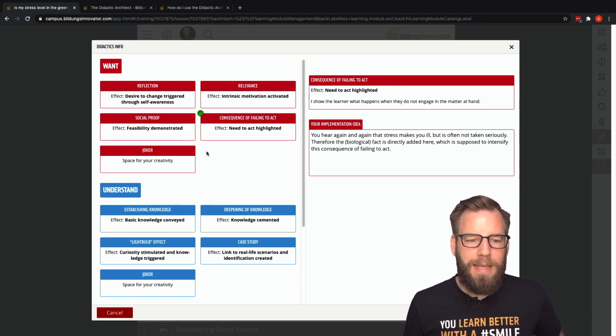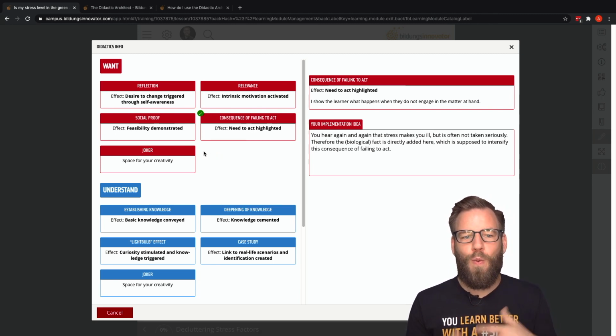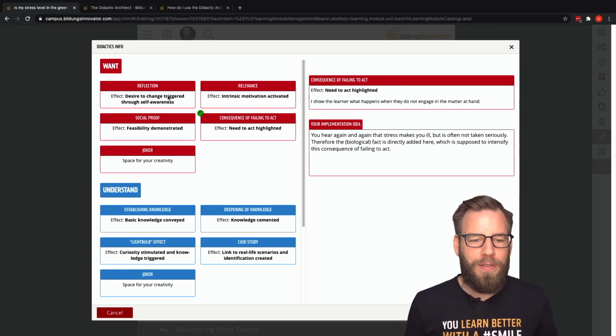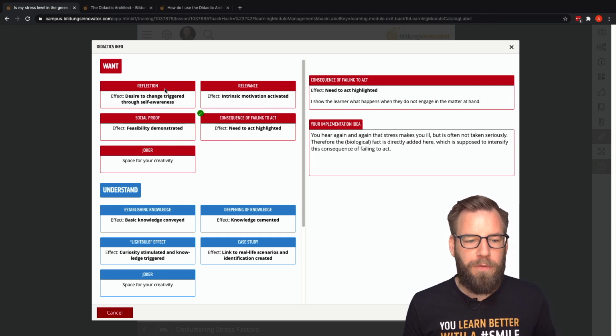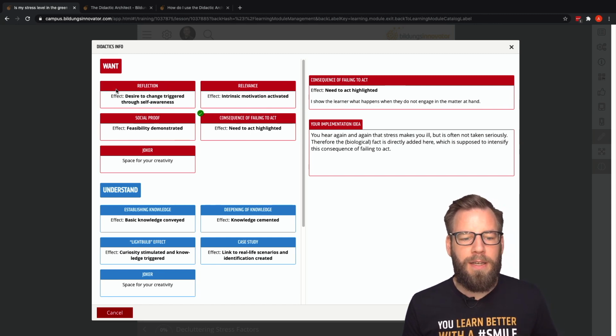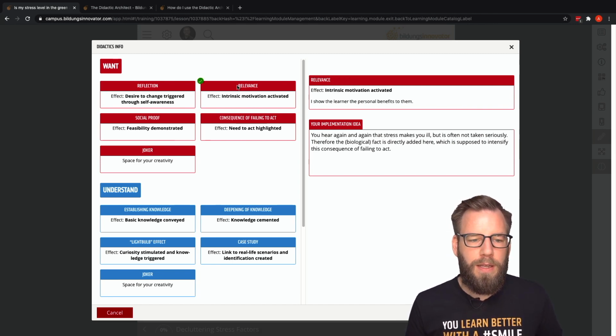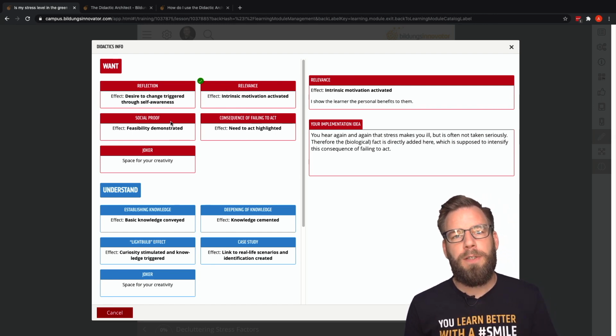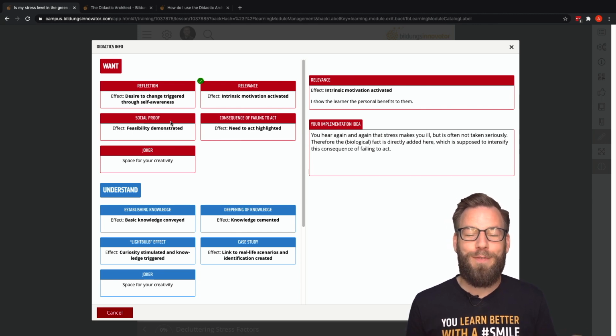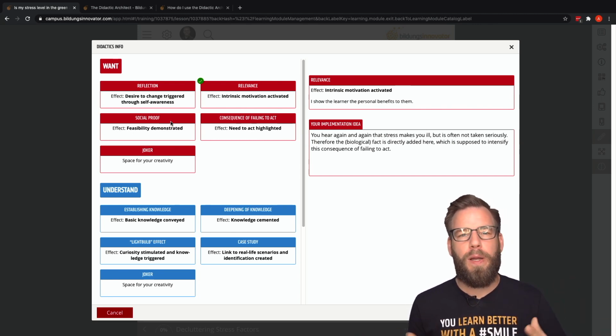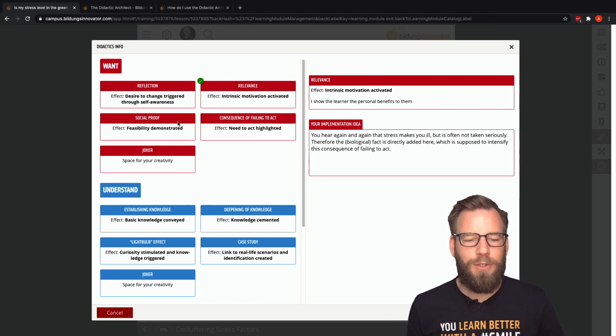So when changing the attitude and making someone want something, you can use different things. You can use self-reflections, which have the effect of a desire to change, triggered through self-awareness. Or you use the motive of relevance, creating the effect of intrinsic motivation, which is activated. You use social proof, so simply insert a colleague who tells that I have tried, I have succeeded, and it really worked out quite well because of this and that. And this shows the feasibility of what we were talking about.